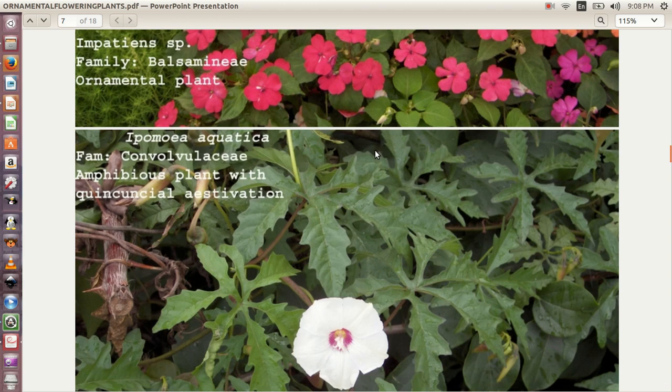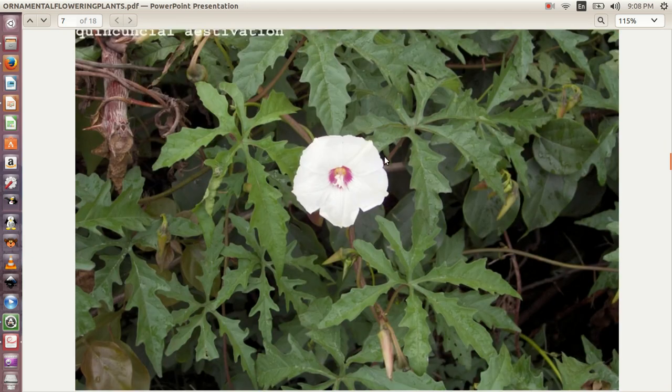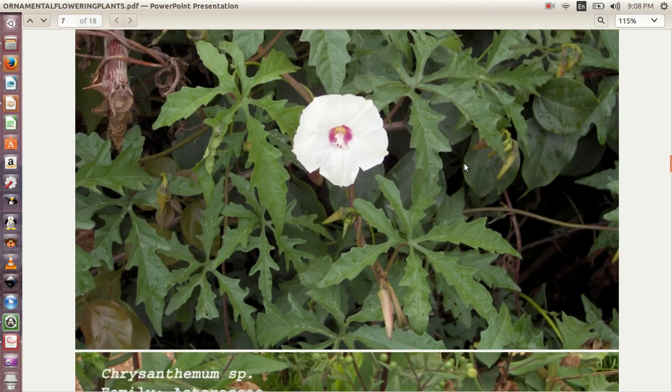The next one that I wanted to discuss is the Palmata family. Here you can see the Ipomoea palmata family. So the flowers of it you can notice.